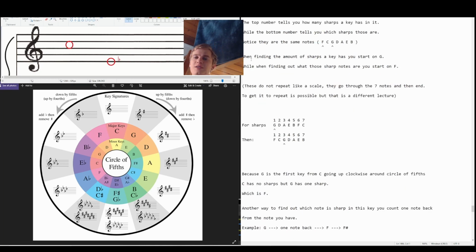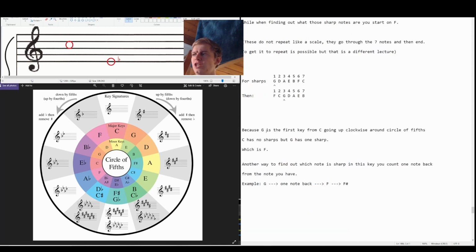Okay, so to talk about this a little more, when finding the amount of sharps a key has, you start on that G, but when finding out what those sharp notes are, you start on F. So why do we do this? This is because G is the first key going from C around the circle of fifths clockwise, and C has no sharps in it, so G has one sharp, which is F. So we use this to find out how many sharps it has. My G has one sharp, and that sharp is F.